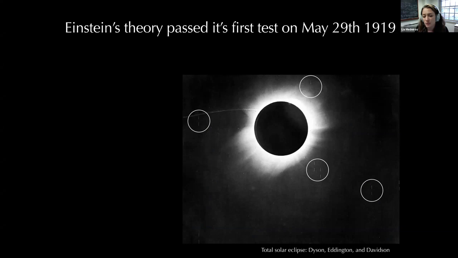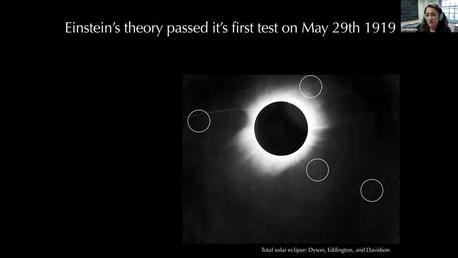And so during a total solar eclipse, the moon moves in between us and the sun, and so the moon will block out the light from the sun almost completely. And that's really important because if the moon was not blocking out the light from the sun, we would not be able to detect the very small amount of light that is coming from each of these very distant stars. And so you need to wait for a solar eclipse so that you can actually see the stars that are close to the sun.